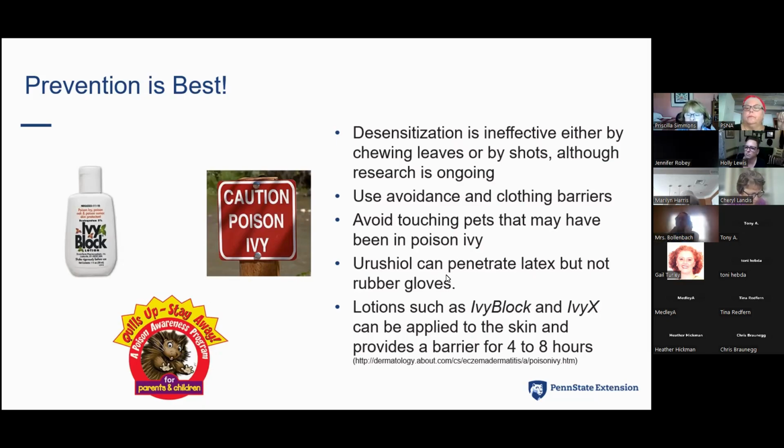Also, apparently, urushiol can penetrate latex, but not rubber gloves. And I always wear garden gloves, but when I am removing poison ivy, I also put 2 plastic bags over my gloves, and I'll talk a little bit more about that later. There are some lotions like Ivy Block, which provide a barrier. I have not tried them, and I've not really researched them in depth to know how well they work.